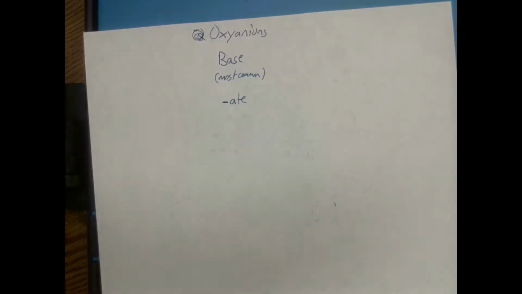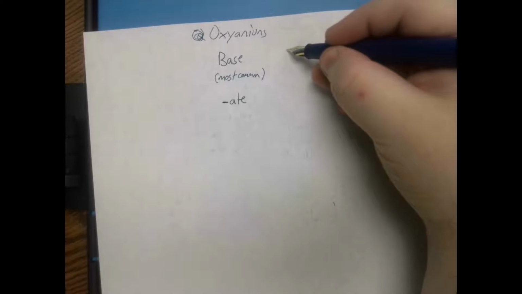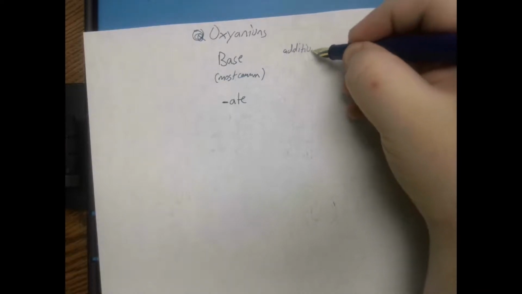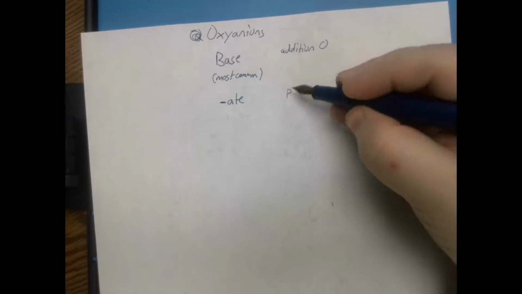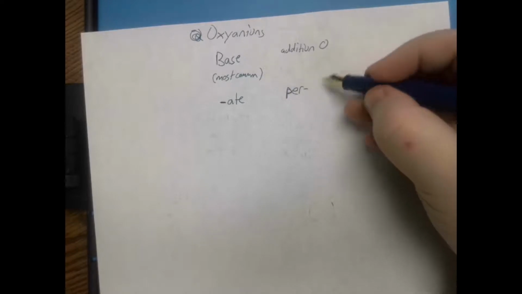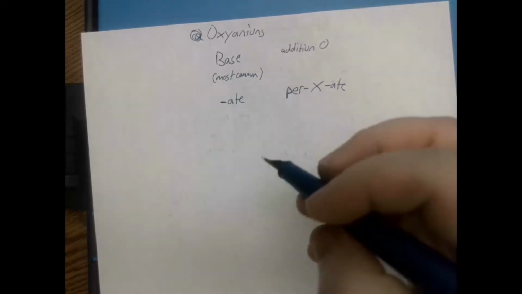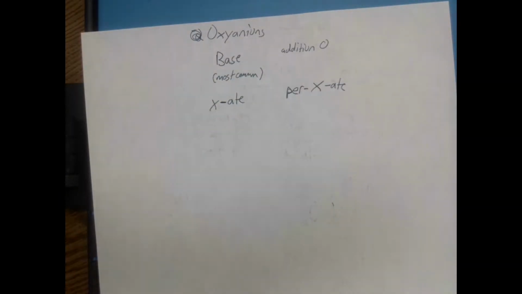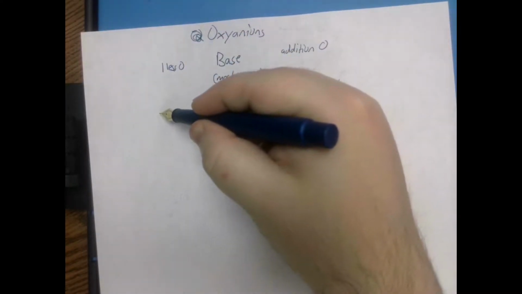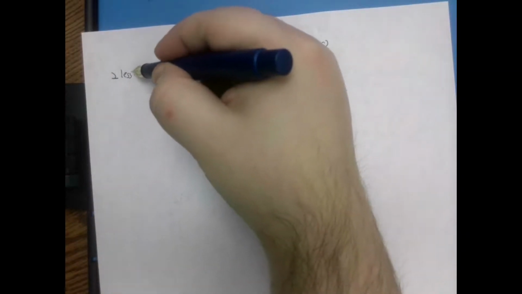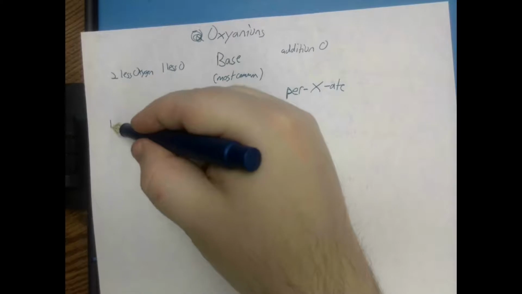So its ending is going to be -ate. So this is going to have an additional oxygen. It will be called per-ate. I'll just put X where it should go. This will have 1 less oxygen. This would be called -ite. And this would have 2 less oxygen. It would be called hypo-ite.